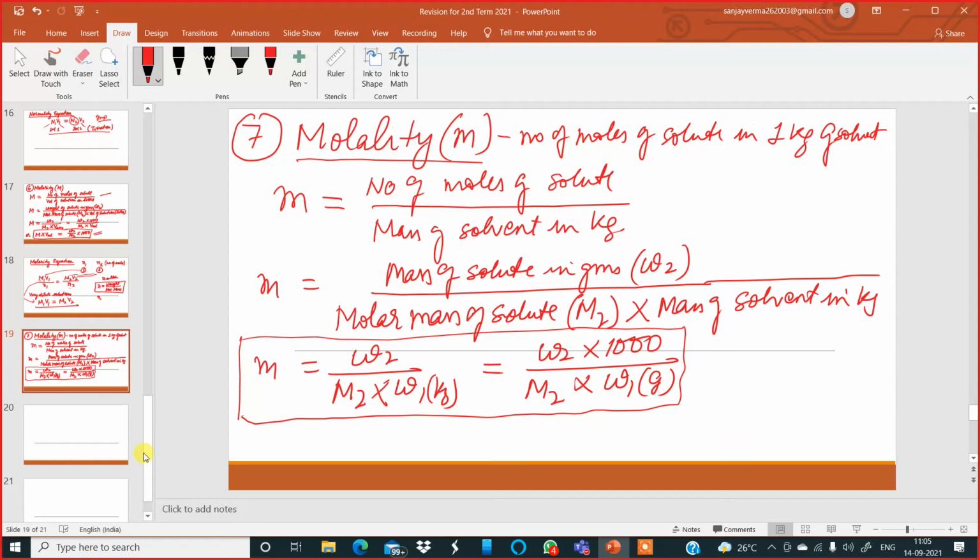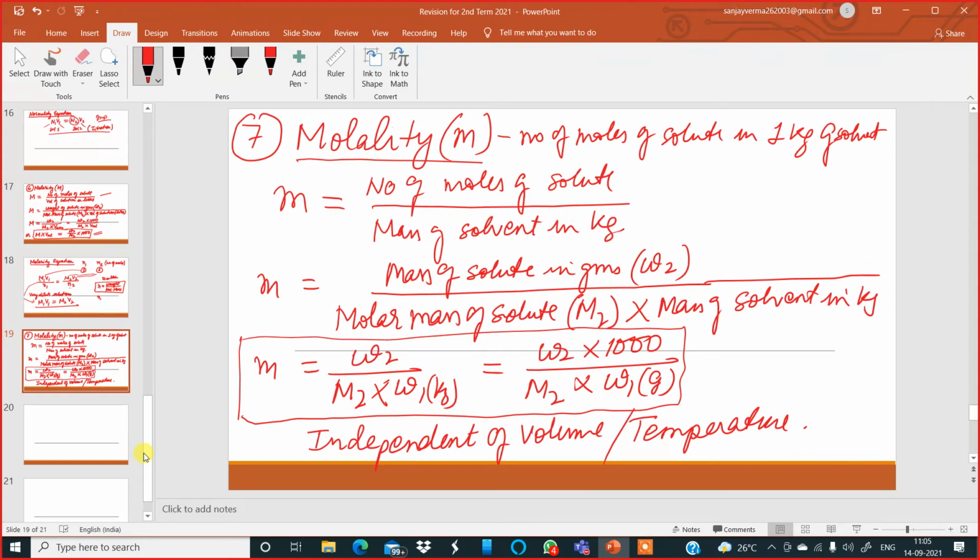Now note down over here: molality is independent of volume, as well as independent of temperature. If volume is not there, temperature will also not matter. Wherever there is volume, that concentration term will be dependent on the temperature. So this was the seventh concentration term used in volumetric analysis.